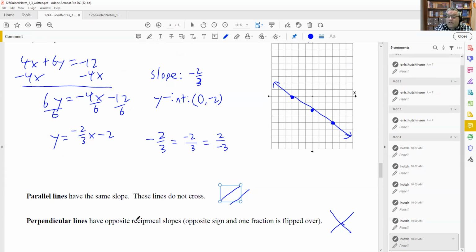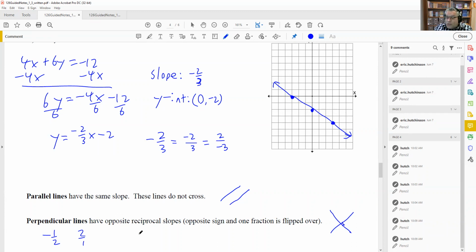For perpendicular lines, they have what's referred to as opposite reciprocal slopes. So let me give you an example of opposite reciprocal. For instance, if I've got negative 1/2, the opposite reciprocal, first of all, would be a positive, and then I would flip the fraction over like that. So negative 1/2 and 2/1 would be considered opposite reciprocals because they have opposite sign, and then we flip the fraction over.